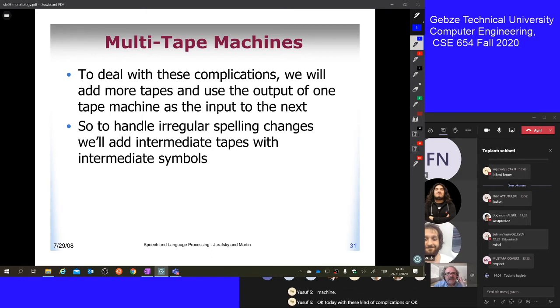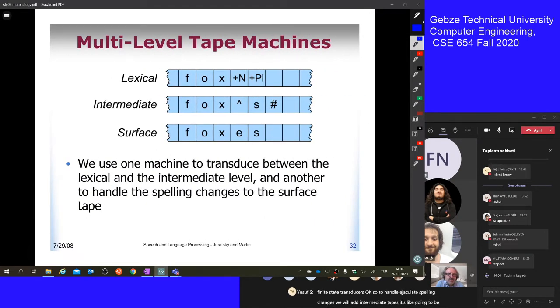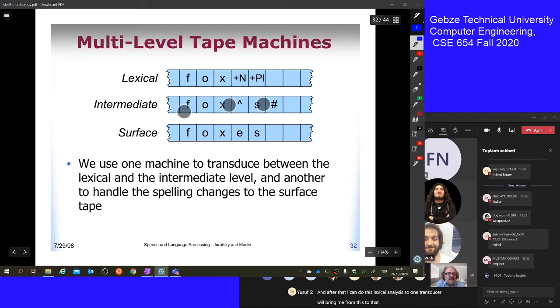We will add more tapes, and we will take one input and produce an output, and that output will be produced by some other finite state transducer. So to handle irregular spelling changes, we will add intermediate tapes. This is the surface form, the form that we humans read. This is the intermediate form. This intermediate form does this dropping E or added E kind of stuff. And after that, I can do the lexical analysis. So one transducer will bring me from this to that, and from this to that.